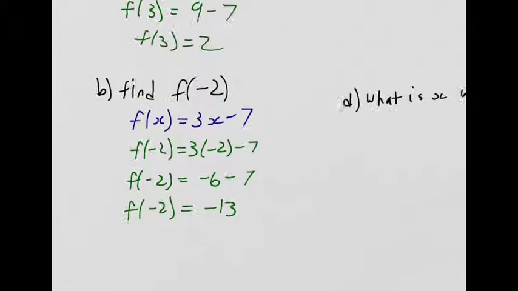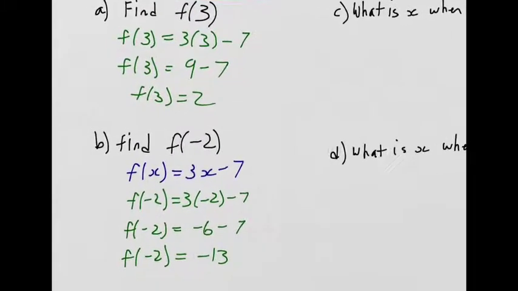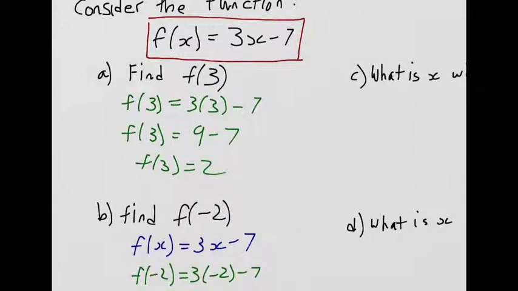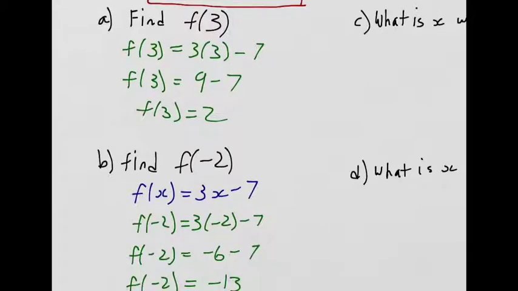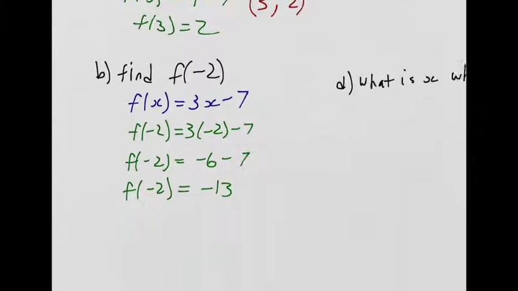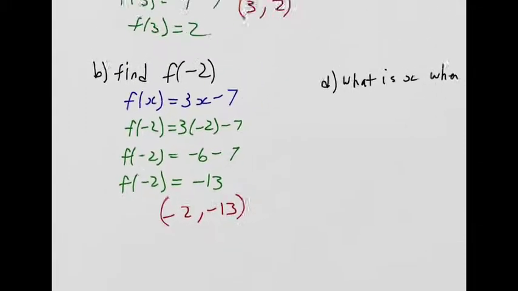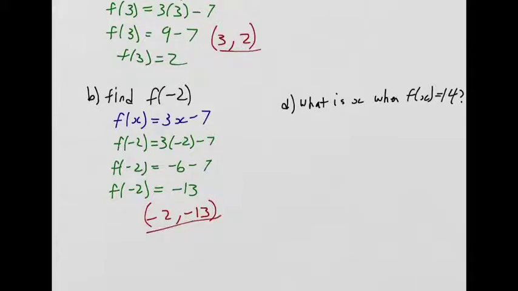And I just want to note here that in the last two examples, all we've really done is generated two points that would lie on this line if we were graphing it. The first point we generated was when we put in 3 for x, we got 2 for y, or for f of x. And when we put in negative 2 for x, we got negative 13 for f of x. So those would just be 2 points that we could graph if we were trying to turn this into a graph.